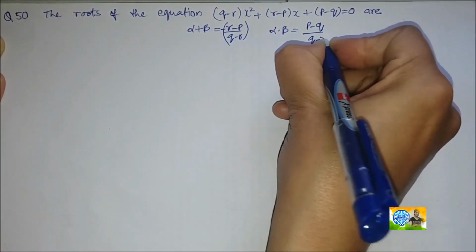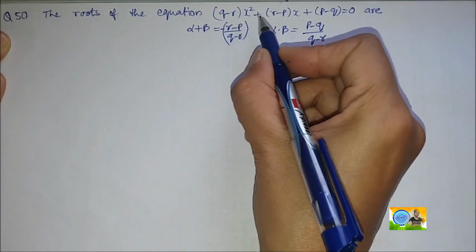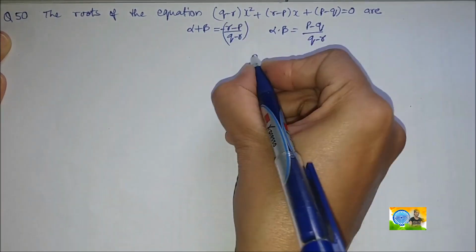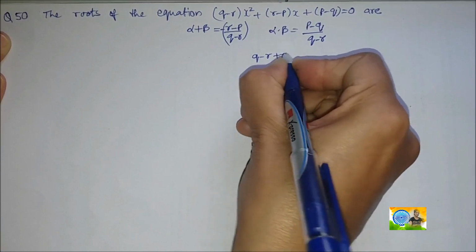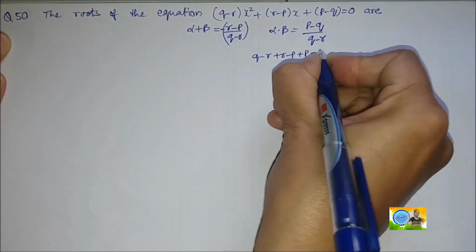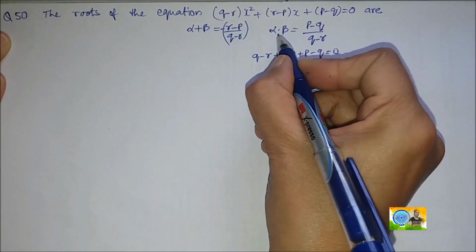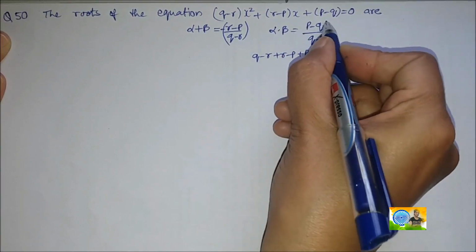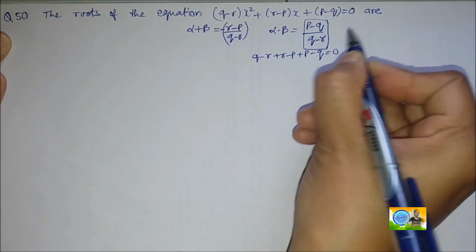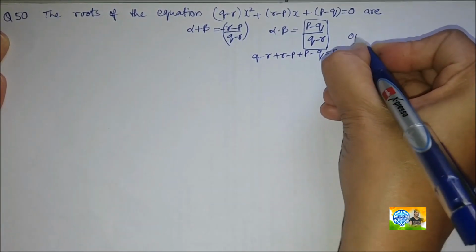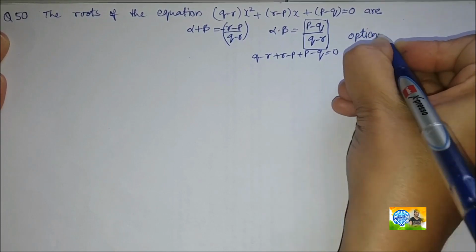In this quadratic equation, we can see that if I put x equals 1, then this will be (q - r) + (r - p) + (p - q), and this equals 0. It means 1 is a root of this equation. Now if alpha is 1, beta is clearly (p - q)/(q - r), and this matches with option B. So option B is the correct answer.